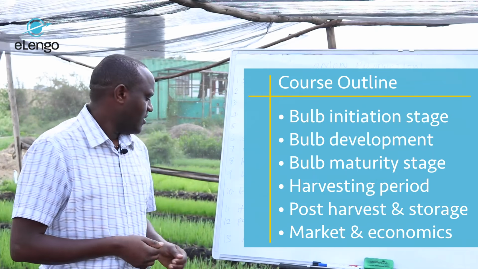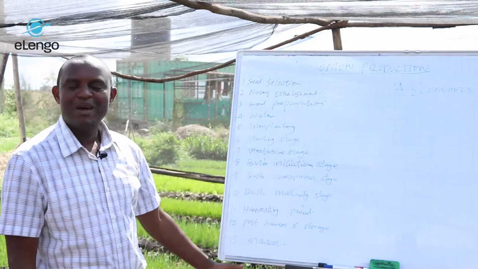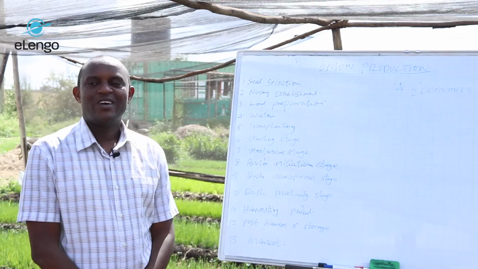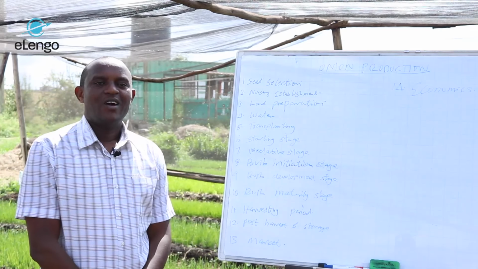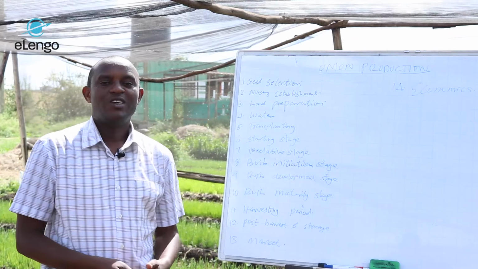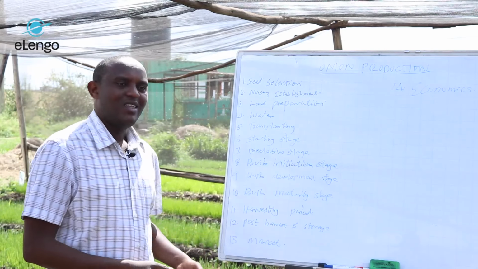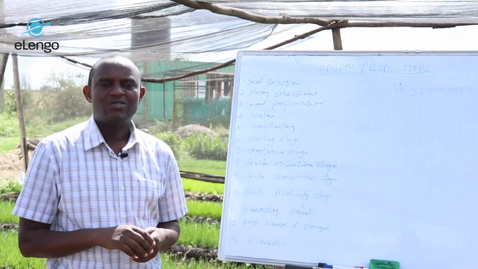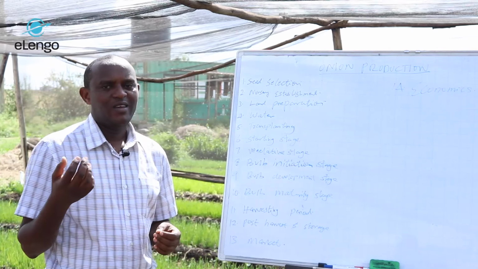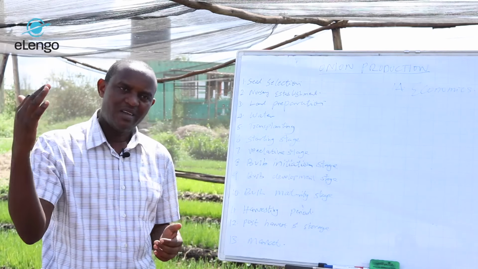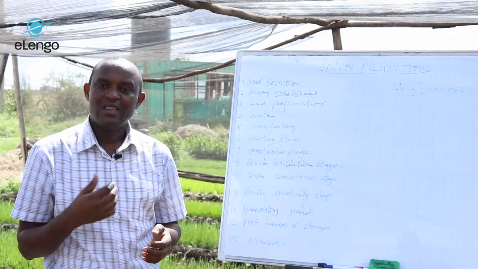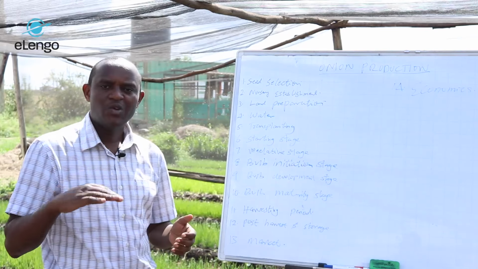At least you are able to store them and maybe wait for the prices in the market to be a bit better. Of course, after the bulbs are mature, we are looking at the market, where you are going to market your bulbs and fetch good prices. Just like any other crop, the prices of onions fluctuate. At some points the price is a bit high. At some point, maybe there is a surplus or the supply is high in the market, and the price is a bit low.